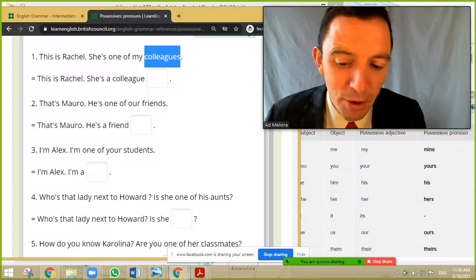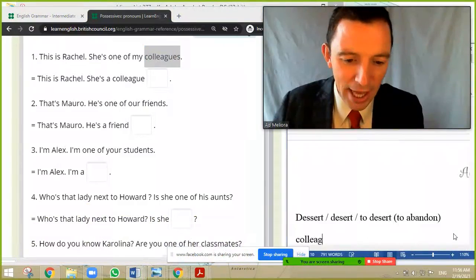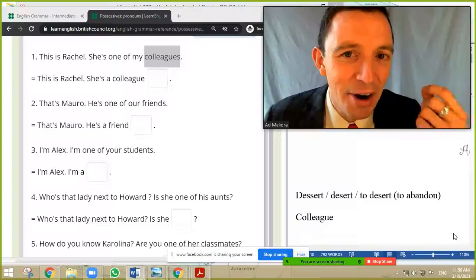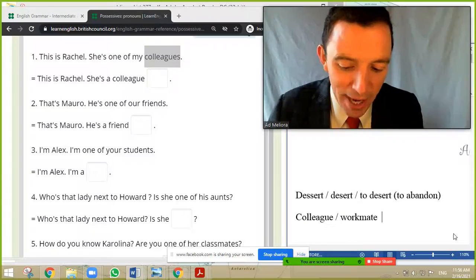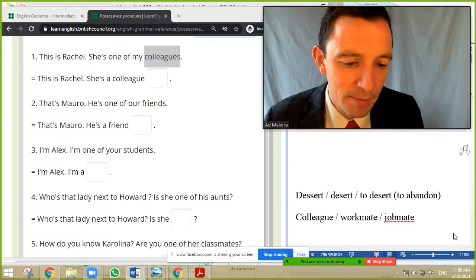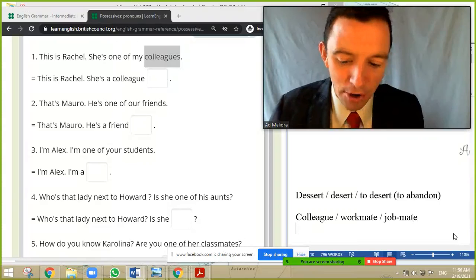We have a few vocabulary for colleague. You can say workmate, so colleague, and the pronunciation is very important as well. Colleague, very important pronunciation. Colleague or workmate, jobmate is possible. And for the house, it's a little bit different. So for your house, you have a housemate or a flatmate.